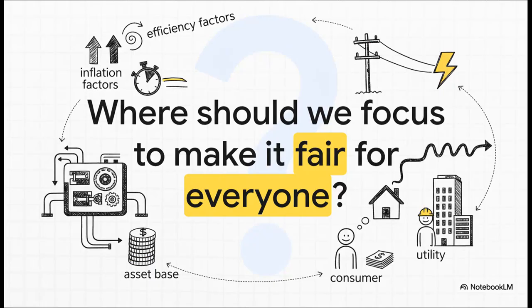So there you have it, the machine and all of its moving parts. And now that you know the formula, seeing how the asset base, inflation, and those efficiency targets all fit together, it raises a really big question, doesn't it? To make electricity fair and affordable for everybody, where in this complex formula should we really be focusing our attention? That's the real challenge for regulators, utilities, and all of us.